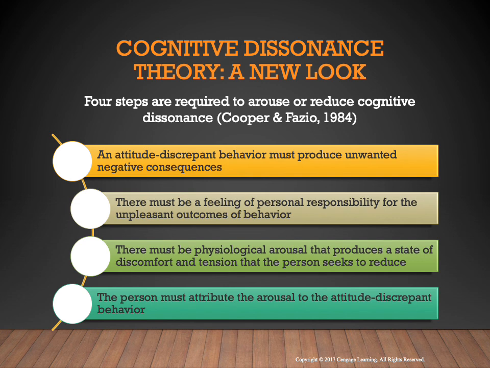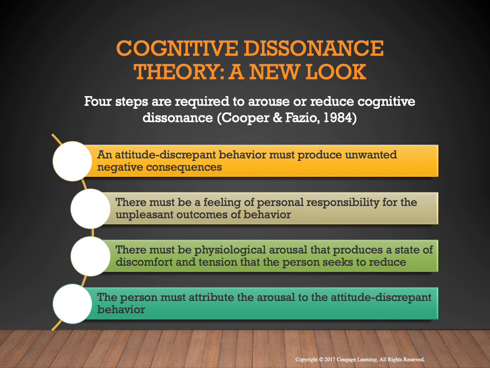Cognitive dissonance theory, a new look. Following research by Cooper and Fazio in 1984, we've come up with 4 steps that are required to arouse or reduce cognitive dissonance. The first is that attitude-discrepant behavior must produce unwanted negative consequences. This is pretty straightforward. The behavior that we engage in that's attitude-discrepant has to actually make something negative happen. Something bad has to happen.